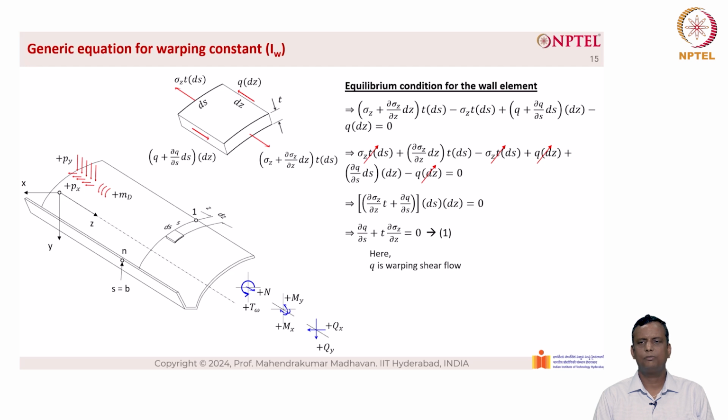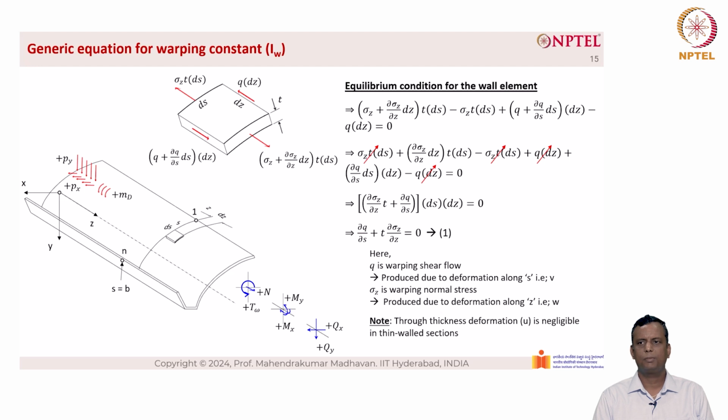Here, q is the warping shear flow, which is produced due to deformation along S, that is the V direction, and sigma z is the warping normal stress produced due to deformation along Z, that is W. Note, the through thickness deformation U is negligible in thin-walled cross sections. So, now we have to derive expressions for q as well as sigma z.